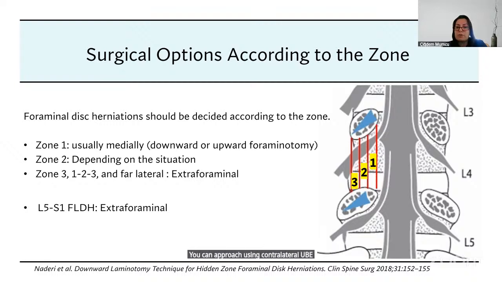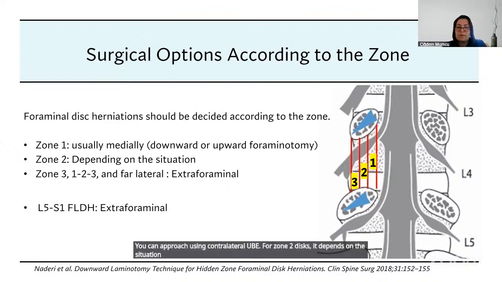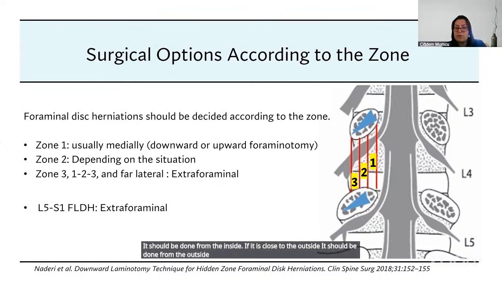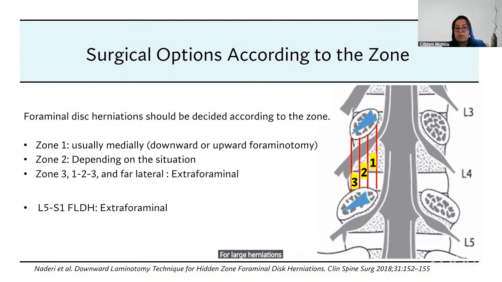For zone 2 disc, it depends on the situation. If the tail is close to the inside, it should be done from the inside. If it is close to the outside, it should be done from the outside. For zone 3 herniations, for large herniations filling all zones 1, 2, and 3, and far lateral herniations, it must be entered from the outside.